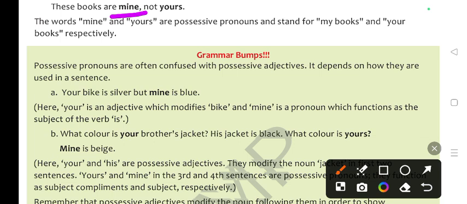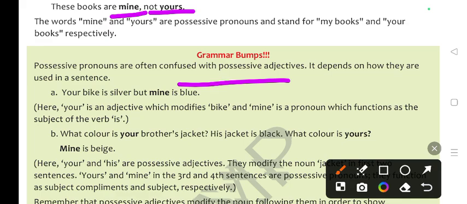So, mine is what? Possessive pronoun. So, yours is what? Possessive pronoun. They show ownership. Possessive pronouns are often confused with possessive adjectives. It depends on how they are used in a sentence, right? So we have already discussed many times the difference. What is the difference between possessive adjectives and possessive pronouns?